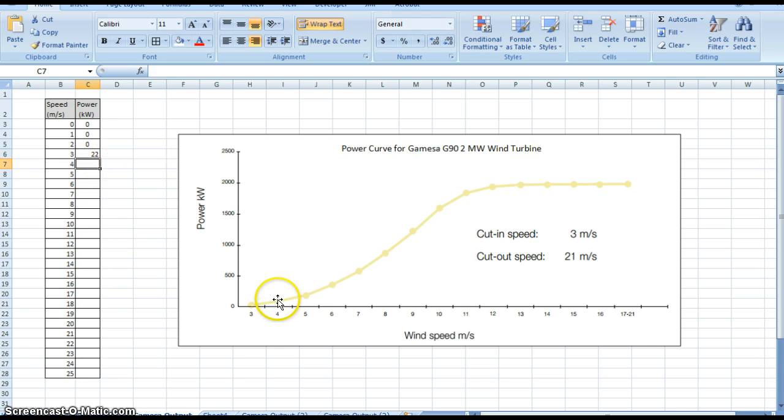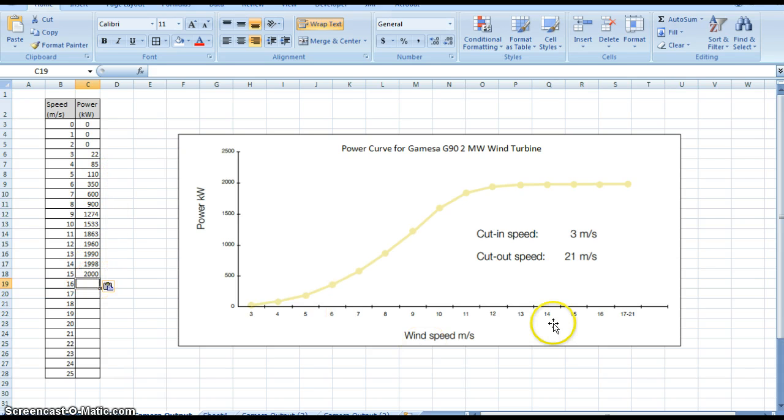At 4 meters per second, it's around 85. At 5 meters per second, we're looking at about 110. At 6 meters per second, if we follow it over here, it's about 350. And then we would actually trace it all the way up here. So I'm going to fill that in a second. Okay, so I cheated just a little bit. These are actually the numbers from the real specs.